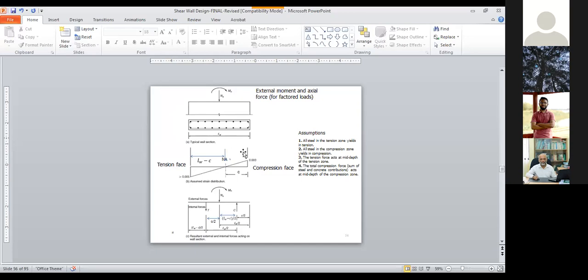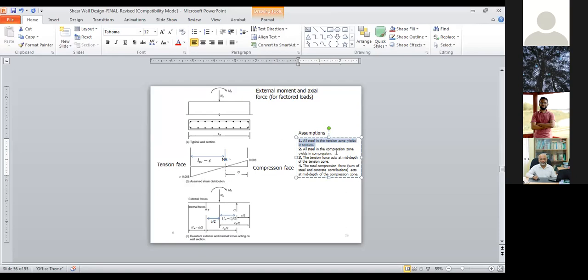And what is c? It is the depth of the compression block of your wall. This is the compression block of the wall, and the strain in the reinforcement in the tension zone is more than 0.005. We have some assumptions here: all steel in the tension zone yields in tension, and all steel in the compression zone yields in compression. So this is your tension zone and this is your compression zone.